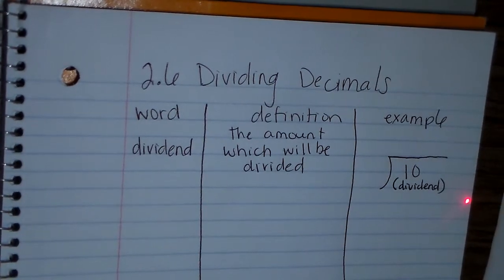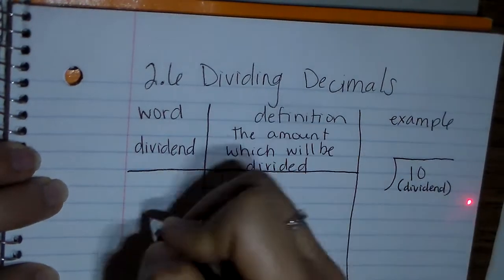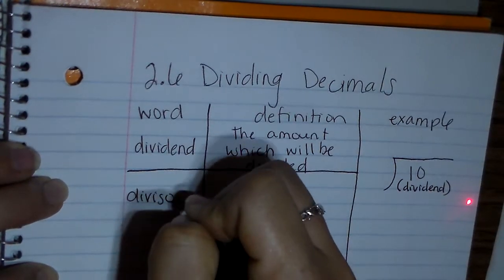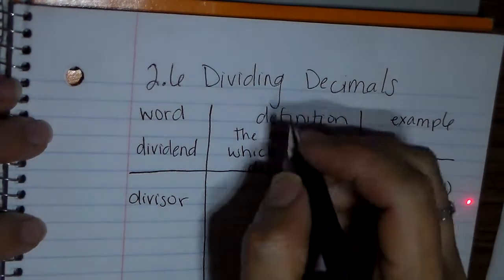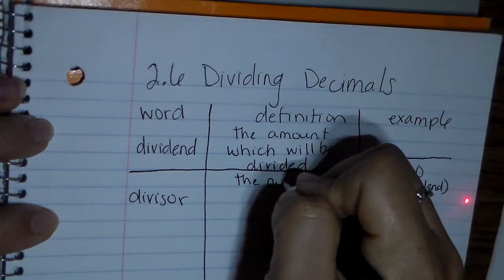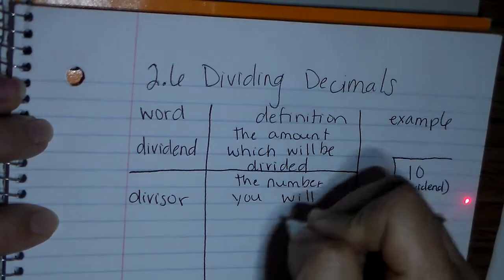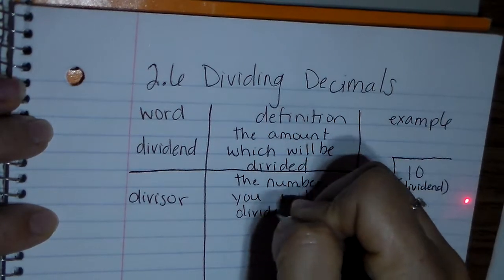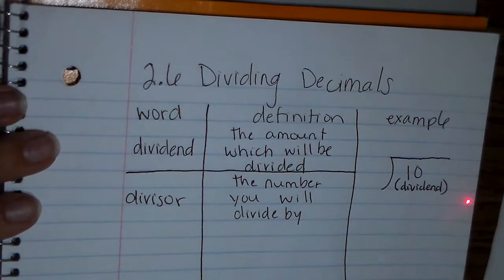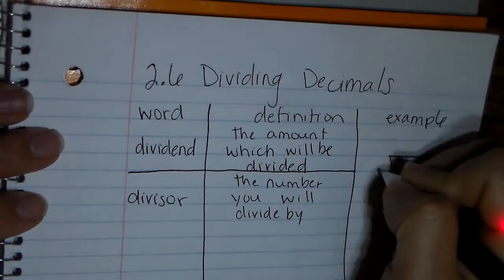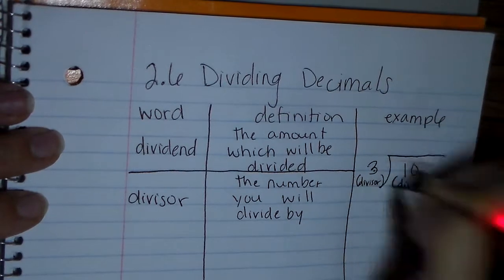Okay. Your next word is going to be divisor. The divisor is the number that is doing the dividing. It's the number you will divide by. Okay. And in our example, the divisor would go on the outside.